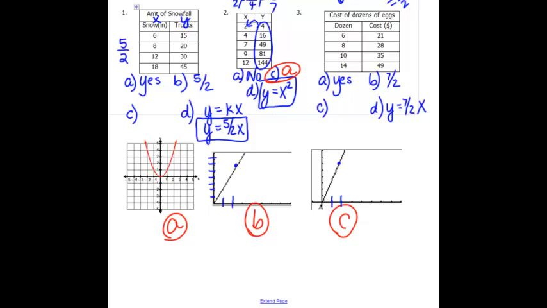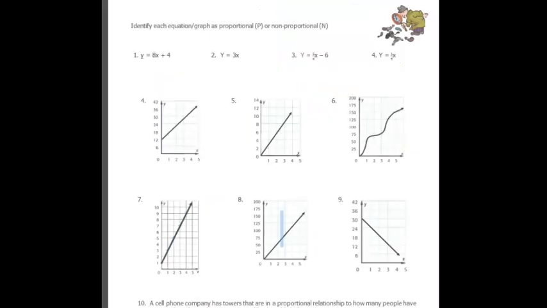This kind of looks like it matches up with the 5. If this were on graph paper, it would be easier to tell, and usually you're going to be given a graph on graph paper. So this one looks like it's 5 halves, and this one looks like it's 7 halves. So C is going to go with 3, B is going to go with 1. On the next page, there's just some examples there.